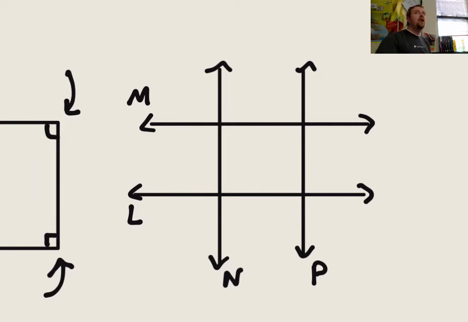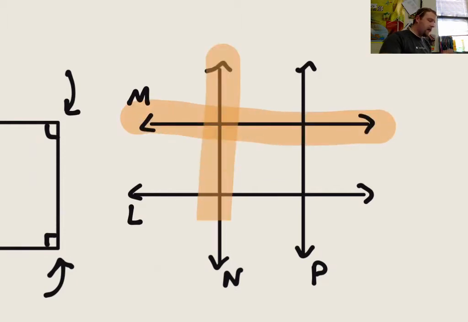Can you give me two lines that are perpendicular to each other in this diagram? Two lines that are perpendicular to each other. Caitlin? Okay, M, so this one, and N. Yeah, those are perpendicular. Look at where the shading overlaps. Where the shading overlaps is a perpendicular spot. Very good.